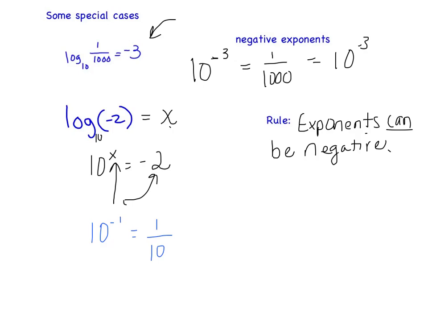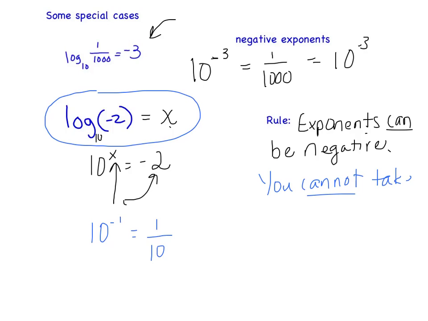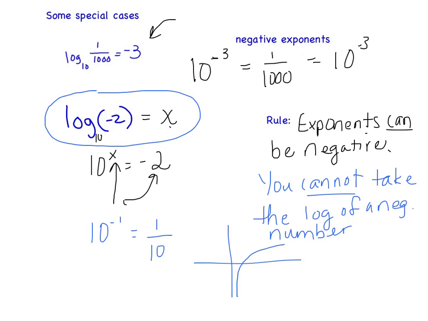So what I'm saying to you is that you can never take the log of a negative number. Now, that goes back to the graph. Remember when we graphed a logarithm? Logarithms look like this. Well, what's true for all of the x values of a log? They're all positive. There are no logs of negative numbers. So please make this distinction. It's very important. Exponents can be negative, but you cannot take the log of a negative number. It does not exist.